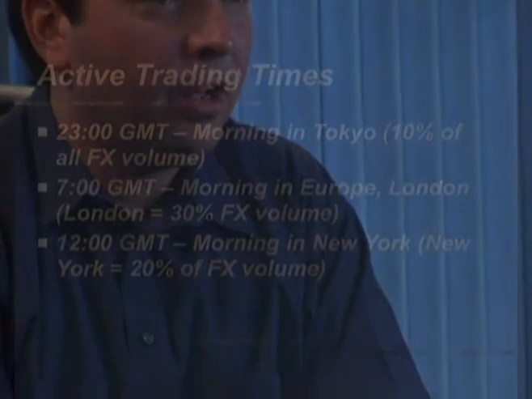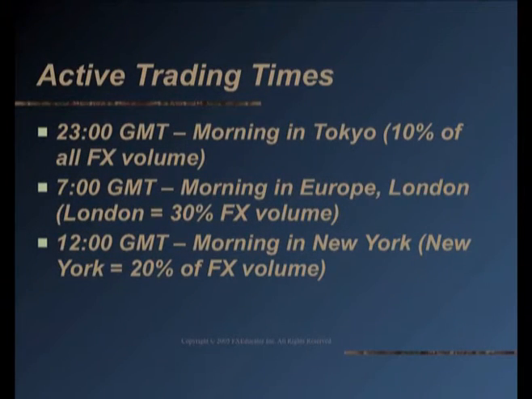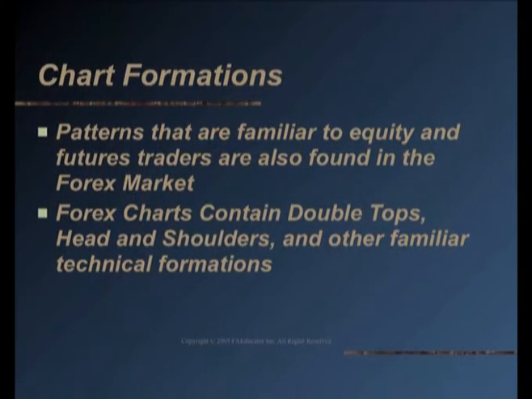So as Japan winds down, Europe and London kick into gear. While trading in the London session is ongoing, traders in the United States become active. Around lunchtime in London, around 12 GMT, it's now morning in New York. New York accounts for about 20% of all Forex trading volume. So you now have a time of day where trading overlaps in London and in the US. So there's an awful lot of volume going back and forth because the London session and the US session overlap.